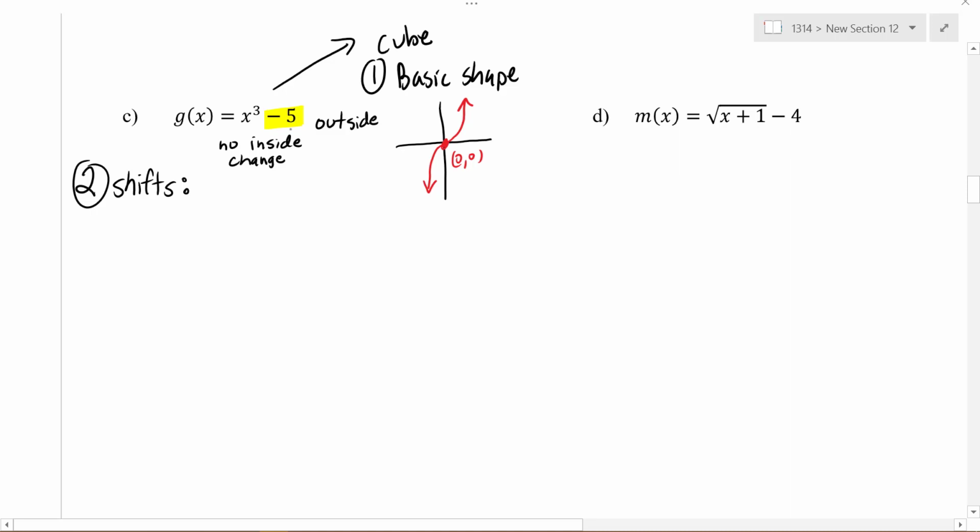Okay, so what does it mean when I have a -5 being subtracted on the outside? That means we're going to shift the graph down 5 units. Remember, with outside changes, we move the graph up or down according to the sign we see.